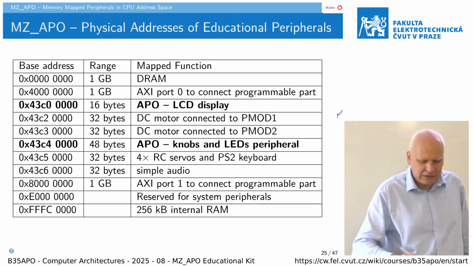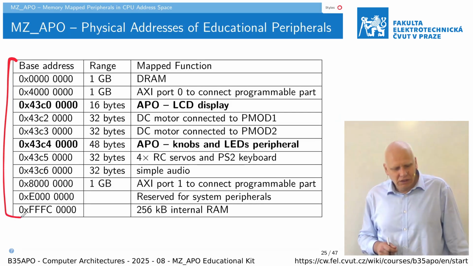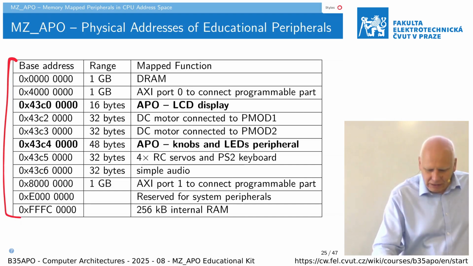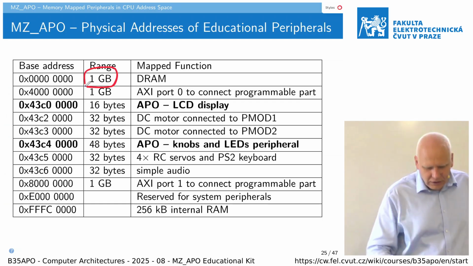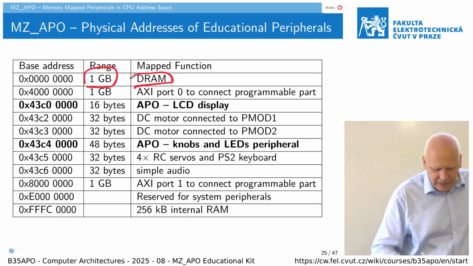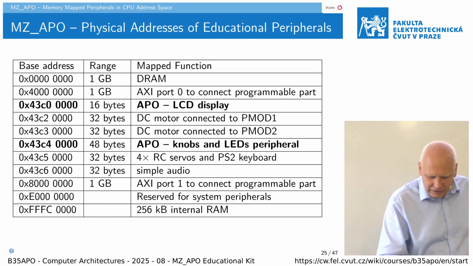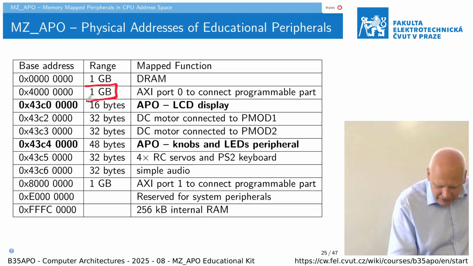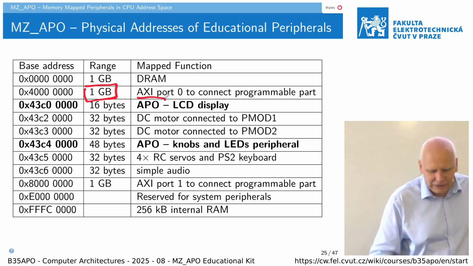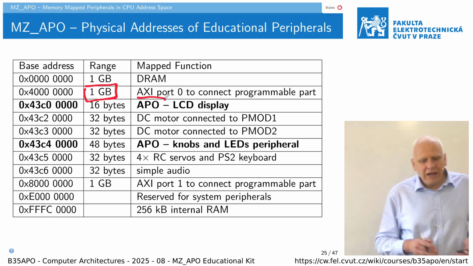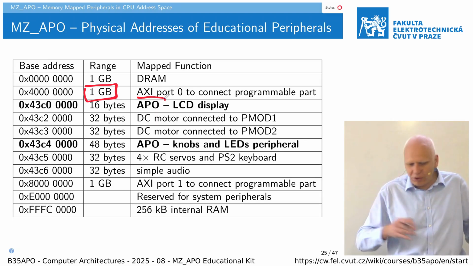So if we look into the physical address space of the kit, then we can find that there is 1 gigabyte reserved for the DRAM memory at the start of the physical address space. Then we have the 1 gigabyte range, which connects to the FPGA. So it is an AXI port, where you can implement the peripherals or some subsystem memory and so on.